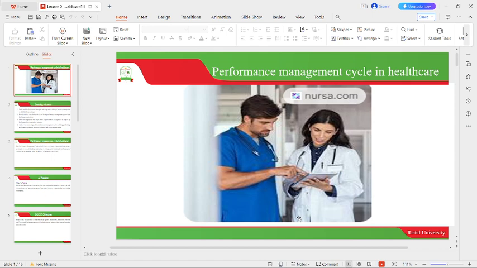Right, welcome to the module Managing Performance in Healthcare Setting. So in this particular presentation, we're going to look at the performance management cycle in healthcare. Our focus is going to be on the hospitals and some of the organizations that are implementing health intervention programs.